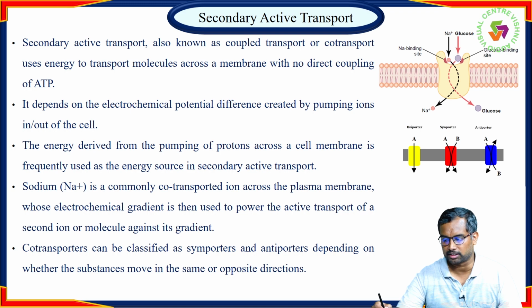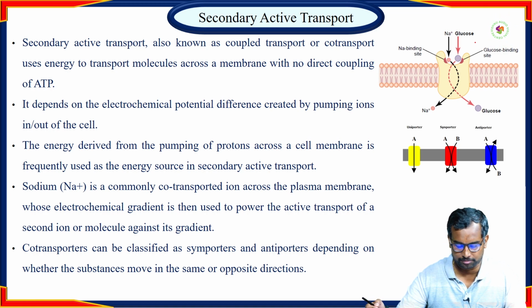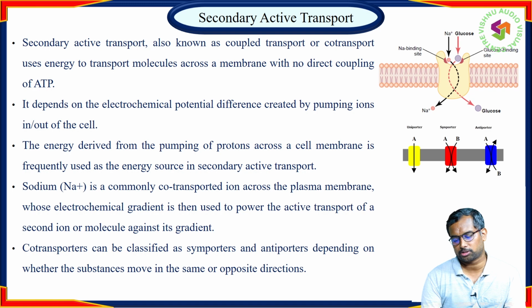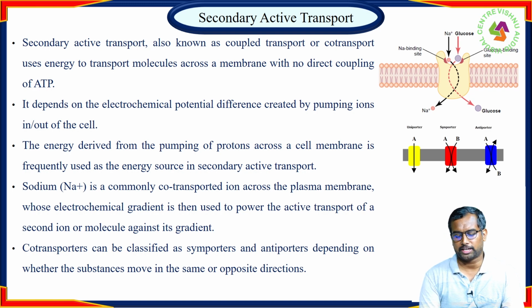In this case, there is a sodium plus binding site and also a glucose binding site. The sodium plus, which is the basic requirement, is pulled into the cell through the sodium binding site, and along with this sodium ion, the glucose molecule that is present is also pulled in, so as to maintain the electrochemical potential across the two sections of the cell membrane. Usually the sodium ion is co-transported across the cell membrane, and its electrochemical gradient is then used to power the active transport.